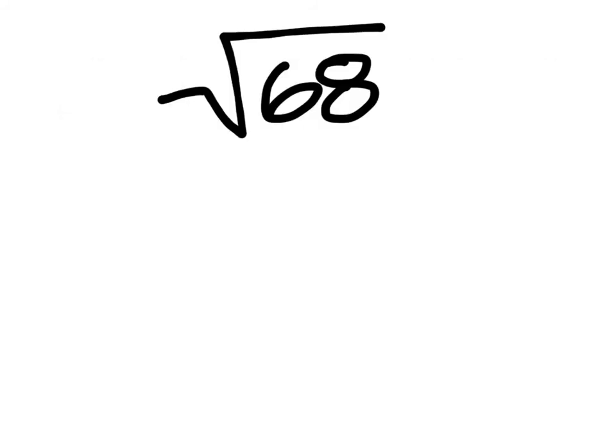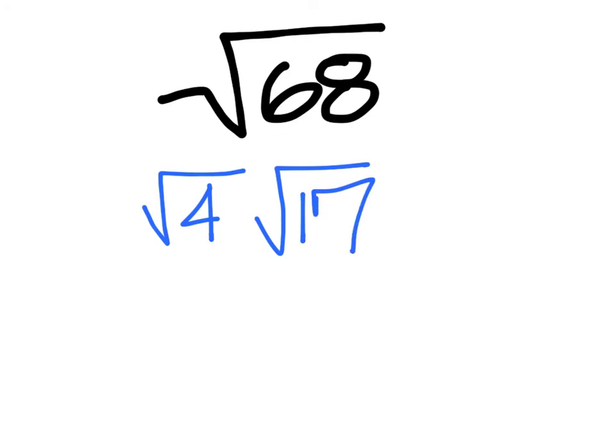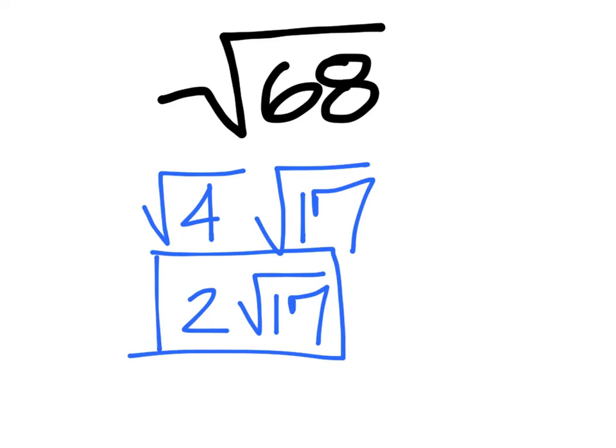Example 4. The square root of 68. Can you think of a perfect square that comes out of the square root of 68? 4. Square root of 4 and the square root of 17. Can I get a perfect square out of 17? No. Square root of 4 is 2. So 2 square root of 17. On the quadratic formula problems, most of the things you can simplify by will be the 4. Sometimes you will have higher ones, but it's just not as common for the problems that we do.